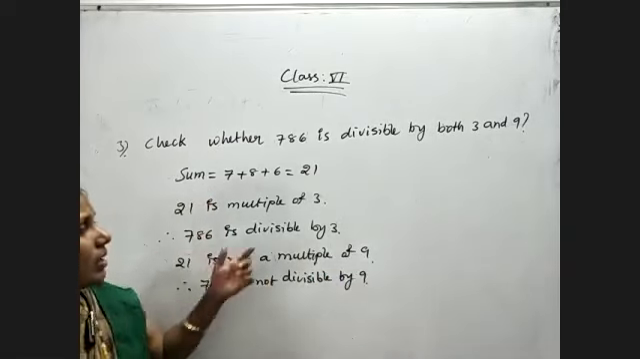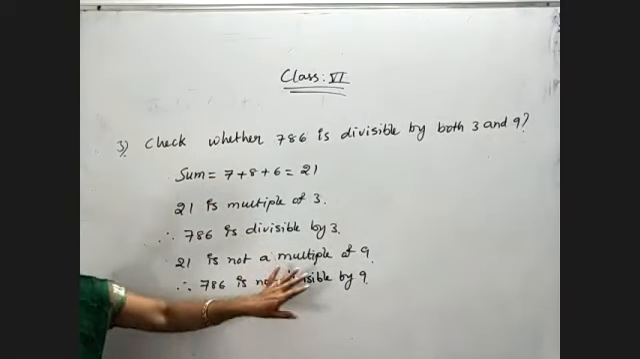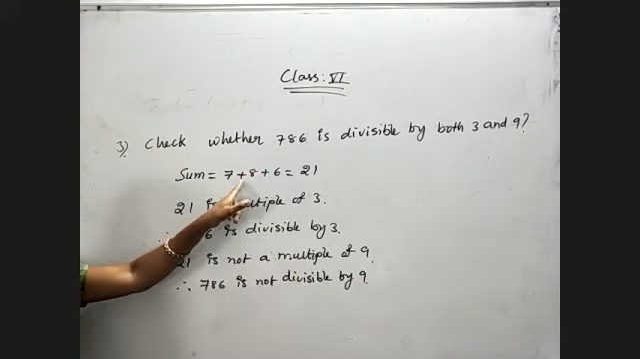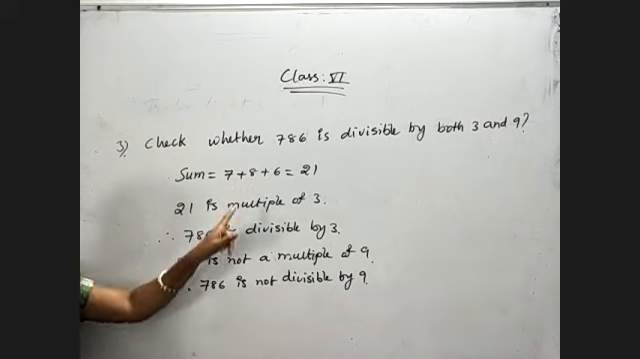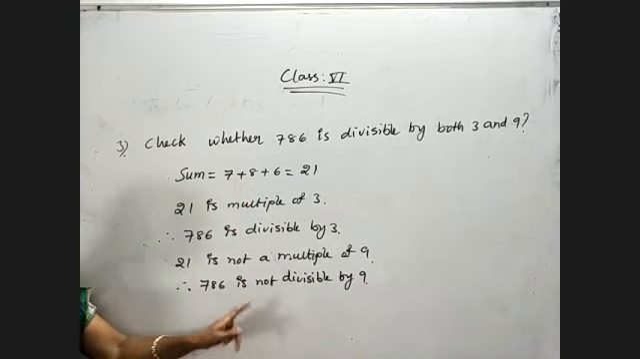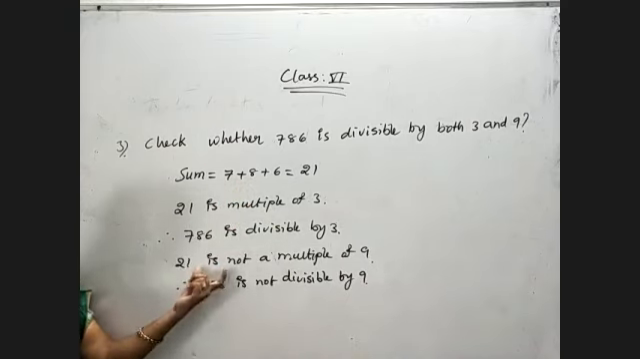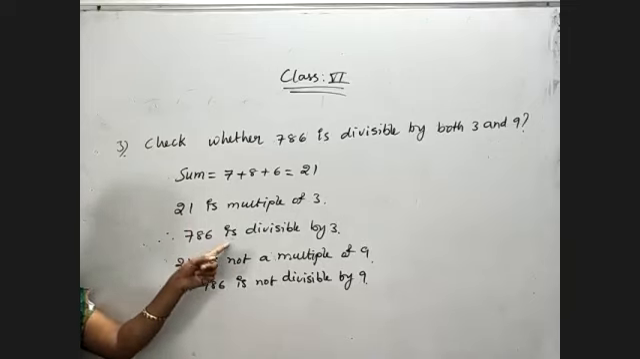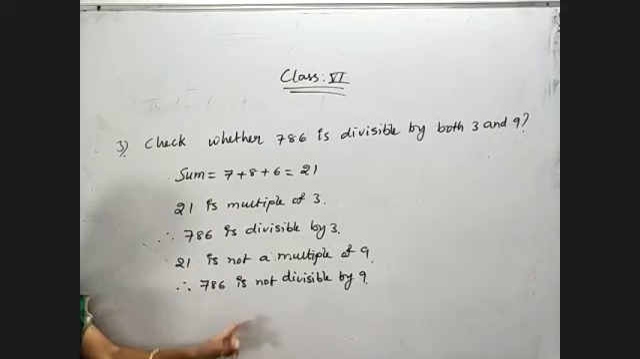So just remember, whatever numbers are divisible by 9, compulsorily they are divisible by 3. But the numbers which are divisible by 3, in some cases they will be divisible by 9 and in some other cases they will not be divisible by 9. So this is one of the examples which is divisible by 3 and not divisible by 9. Okay. Now coming to the next question.